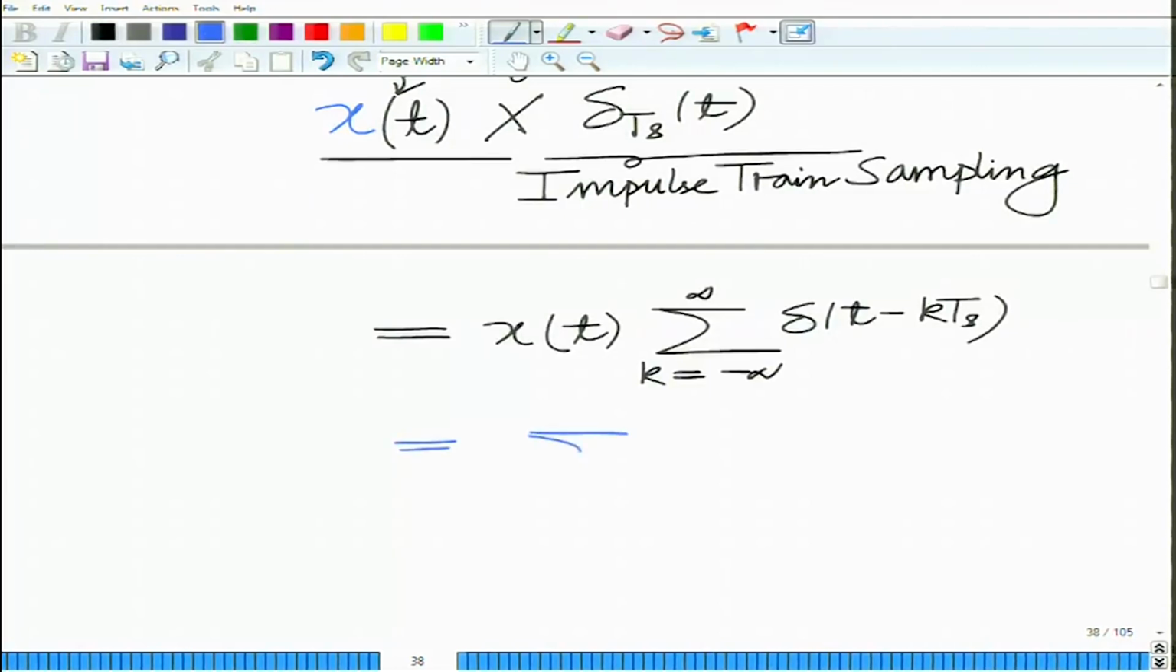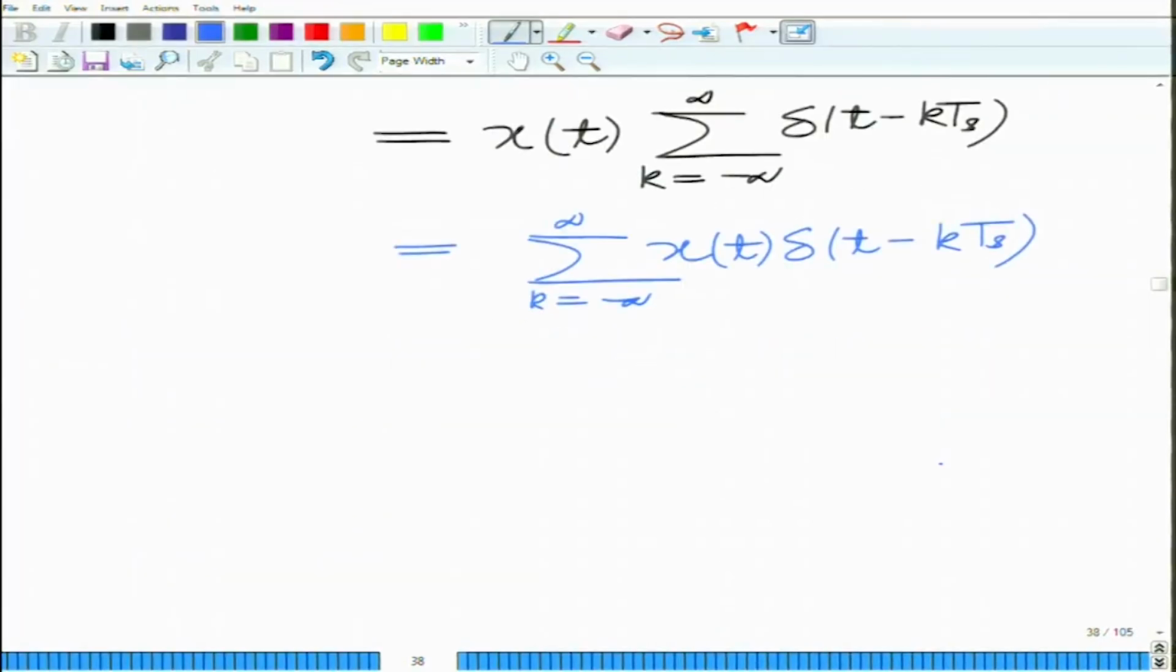Which is equal to summation k equals minus infinity to infinity x of t into delta t minus k T s. And now you can see delta t minus k T s multiplied by x t, the property of the impulse function basically extracts the value of the signal at the corresponding sampling instant, that is k T s.